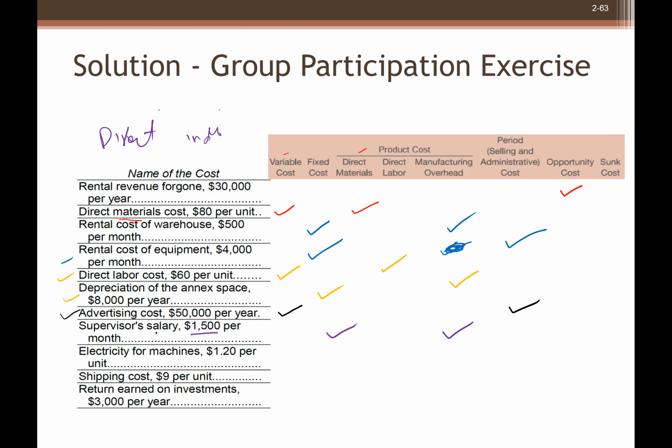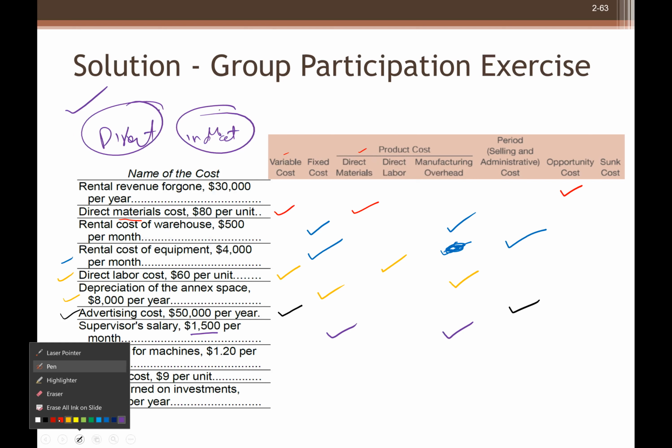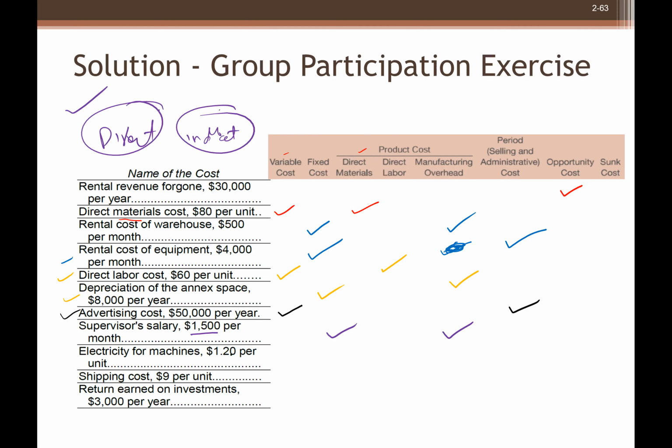If we had this supervisor salary of production to oversee the production, if we had this category as well, direct and indirect, it would be a direct cost. Why? Because this supervisor salary is to oversee the production. It is for the production facility, right? So it will fall under this category of fixed cost and product cost under manufacturing overhead. Very nice. And we have electricity for machine 1.20 per unit.